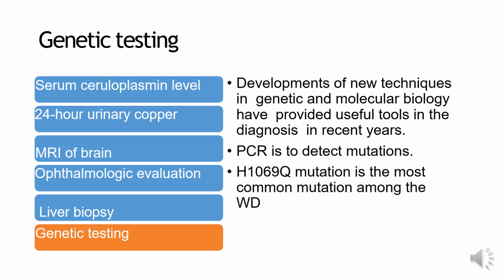Now coming on to genetic testing. There are various new techniques that have been developed for genetic and molecular studies in recent years. PCR is done to detect mutations, and the H1069Q mutation is the most common in Wilson's disease, affecting the ATP7B gene on chromosome 13, right?